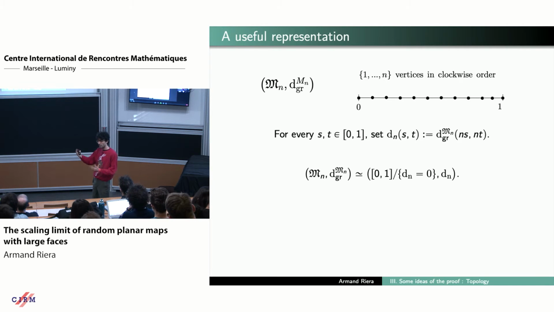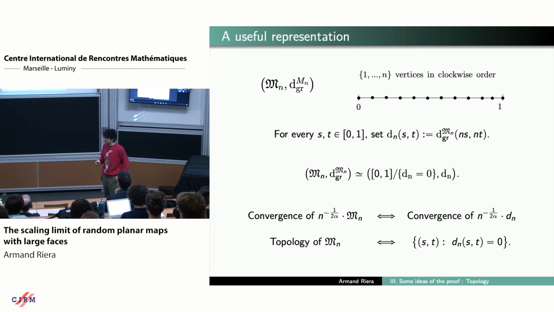Of course, here I'm taking an interpolation to define it, but okay, let's say this. And what happens is that your planar map is almost the same thing as the segment [0,1], where you glued together the points identified by d_n, so the points such that d_n is 0, and with the distance d_n. And of course, this is reminiscent of our definition of the scaling limit as delta alpha.